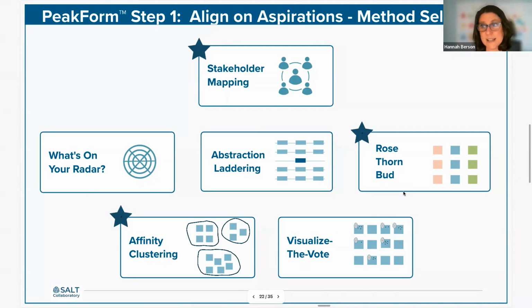Anytime you write a sticky note, it's useful in its individual capacity, but it's far more useful when it's grouped with other people's thinking. And so you will always see this pattern finding in design thinking that we call affinity clustering. And every now and again, we do the snap voting and assessing where the heat is in the room using a voting mechanism called visualize the vote.